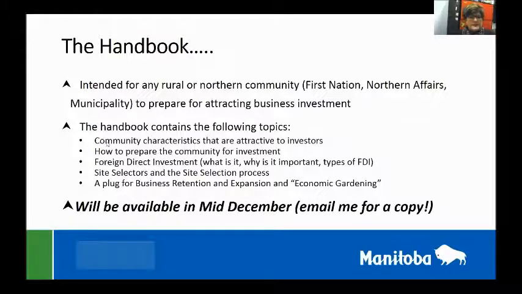The following topics are found within the handbook: the list of community characteristics that are attractive to business investors, some tips on preparing the community for investment. There's quite a bit of information on foreign direct investment, what it is, why it's important, different types of foreign direct investment or FDI. There's a section on site selectors and the site selection process. And at the end, there's a plug for business retention and expansion and things like economic gardening or providing resources for existing businesses in your community.